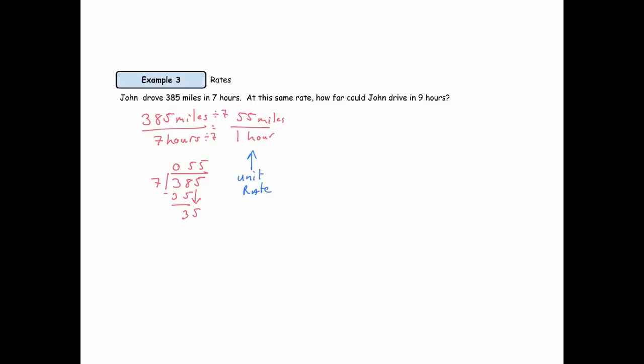Now that we know the unit rate, let's go ahead and build this back up so that we can figure out how far John could drive in 9 hours. So in order to build it back up, what we have to use is rather than division, we're going to use multiplication. Let's multiply both the numerator and denominator by 9. When I multiply 1 times 9, I get 9 hours. When I multiply 55 by 9, let's see what we got. The product of 55 and 9 is 495. So John drives 495 miles in 9 hours.